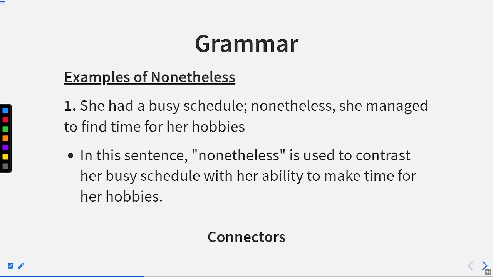She had a busy schedule. Nonetheless, she managed to find time for her hobbies. In this sentence, nonetheless is used to contrast her busy schedule with her ability to make time for her hobbies. So this is how we are using nonetheless. Now, from this clause, that she had a busy schedule, we can analyze that she does not get time for anything else. Yet, she makes time for her hobbies. So, this is how we can use nonetheless.